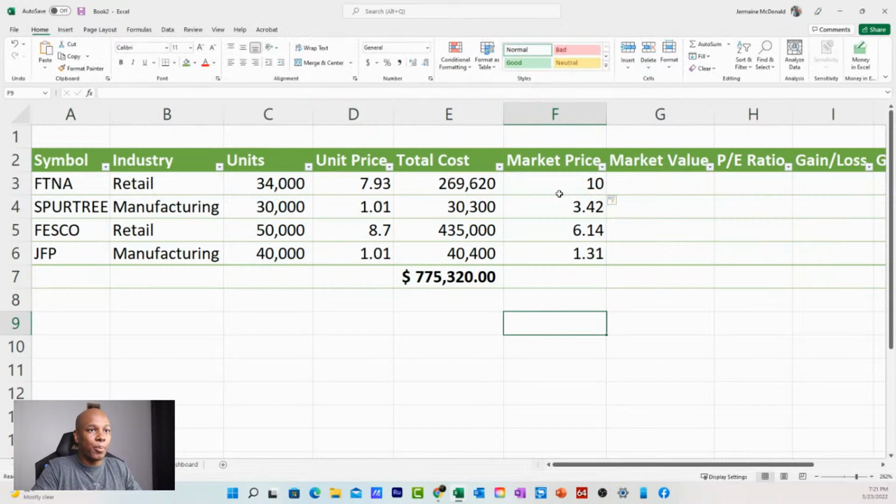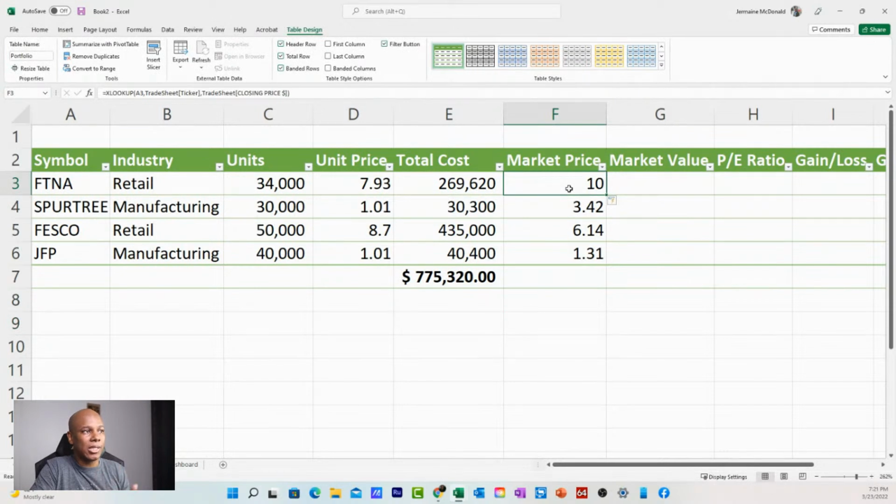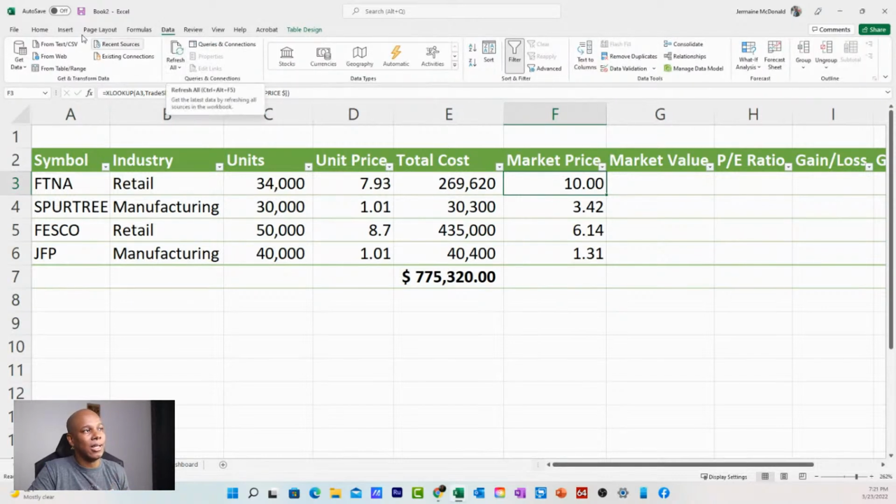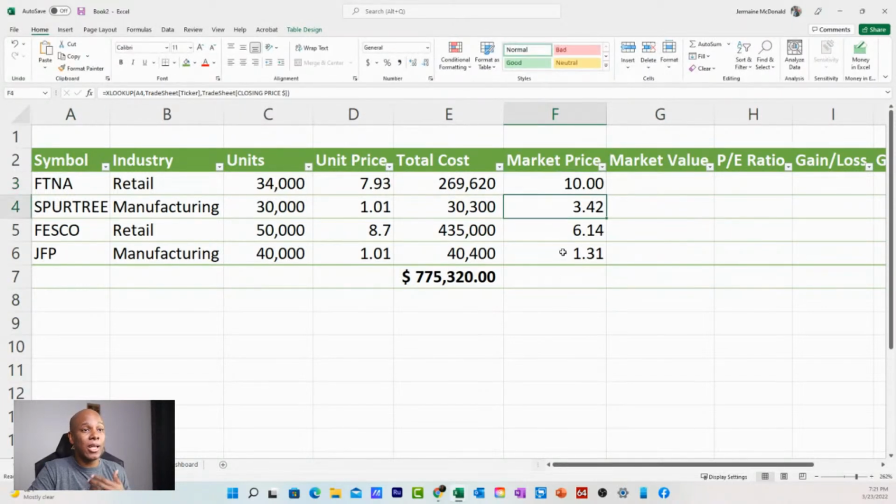So it's pulled in the price as at today, because we saw on the trade sheet that the closing price for Fontana was $10. Closing price for Spur3, Fesco, JFPA are right here. So from that, I know that moving forward, once I hit refresh for this data source here, it will update these prices. I don't have to track this manually anymore.